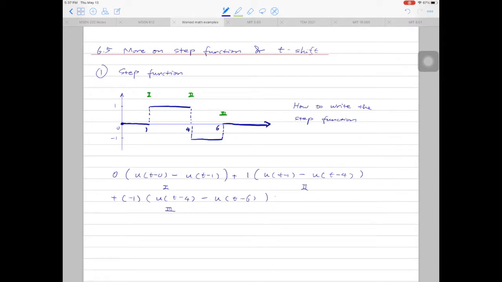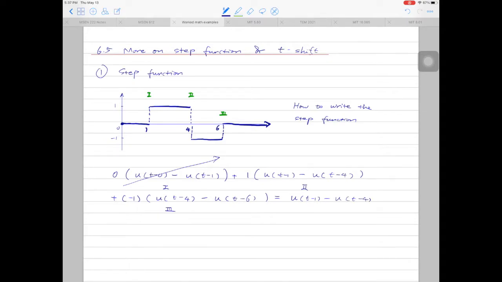Before moving on, I'd like to draw attention to the coefficients we put in front of each transition. In the first case, from 0 to 1 is at 0, so we multiply the step function by 0. In the second part, the magnitude is 1, so we multiply the step function by 1. And lastly, from 4 to 6, the magnitude is -1, so we multiply that segment by -1. The first part is simply 0, and the rest is very simple.